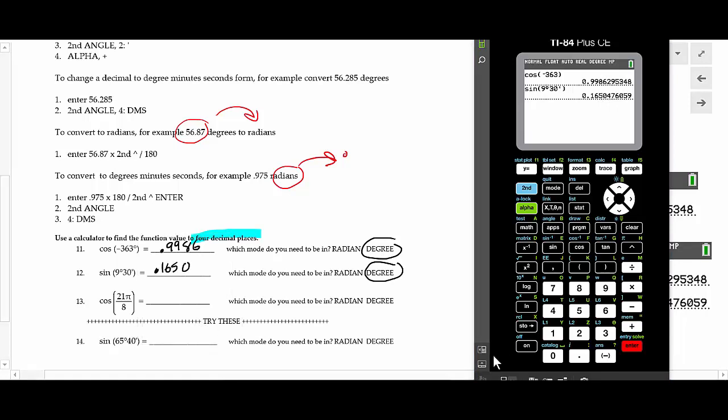Now you could also do this problem this way. You could go sine 9, and then you can go ahead and just write that as 30 over 60. That way I'm converting that to a decimal like that. You can put it in that way. To me, it's less time consuming to do it that way.